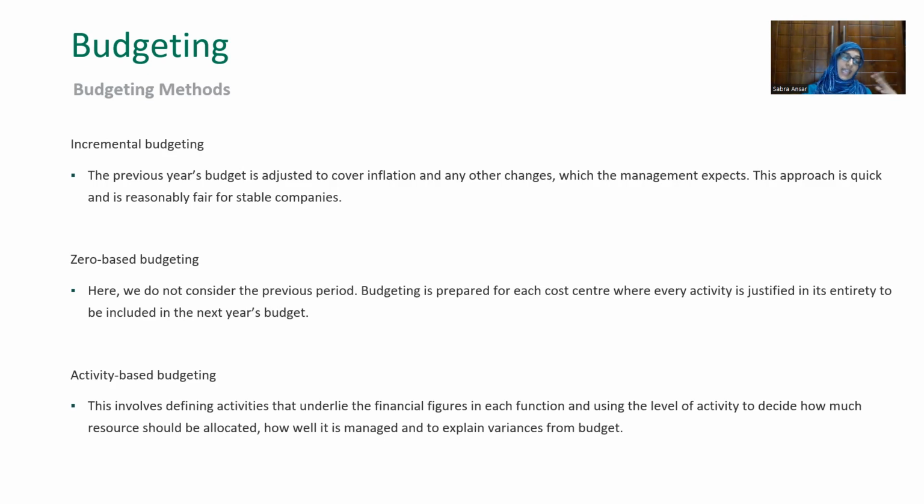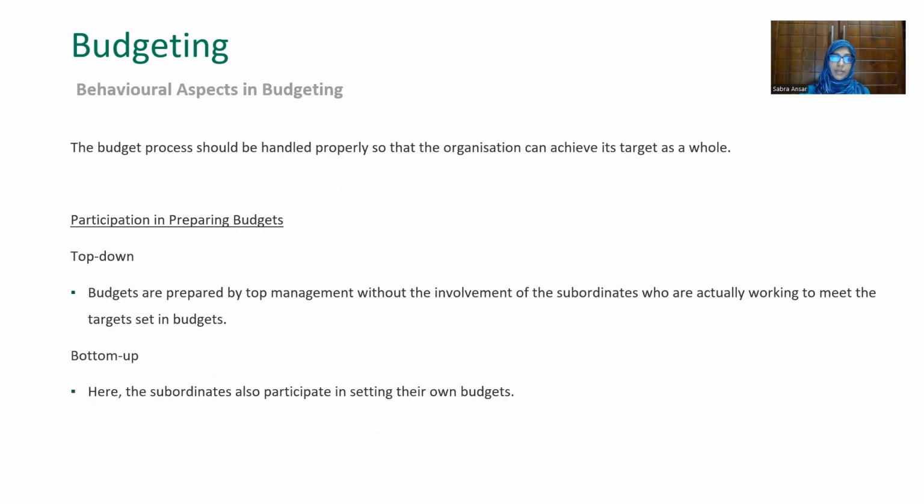The last one is activity-based budget, where the budgeted figures come under each financial function, where the activity of each function will be decided and the resources are allocated accordingly, and the variance will be identified according to the budget. So those are the different types of budgeting methods.